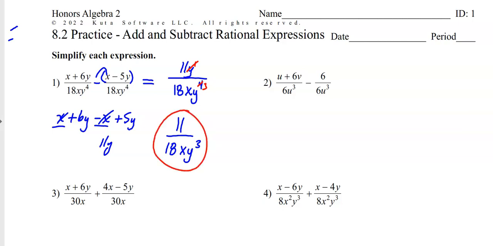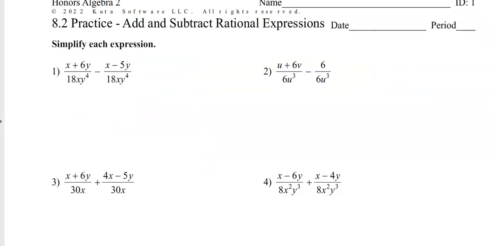Moving over to number 2, kind of go similar here. The bottoms are the same, so I'm going to have a 6u to the third. On top, this will just be a -6. So looks like I'm going to have u plus 6v subtract 6 all over 6u to the third. And I don't really think there's anything I can do there. I can't factor the top. There's nothing that can be pulled out. So looks like we just have to be satisfied with that.